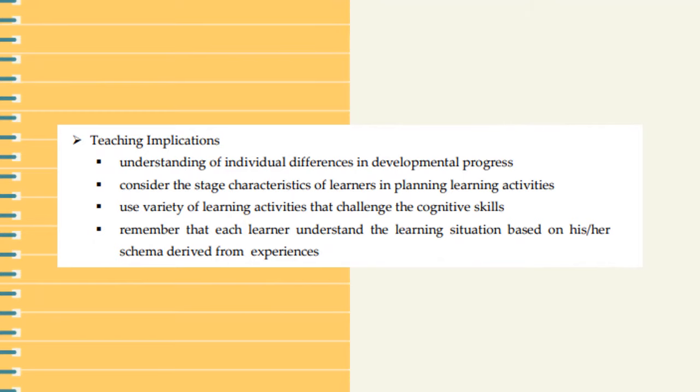So here are some of the teaching implications. Understanding of individual differences in developmental progress. Consider the stage characteristics of learners in planning learning activities. Use a variety of learning activities that challenge the cognitive skills. Remember that each learner understands the learning situation based on his or her schema derived from experiences.